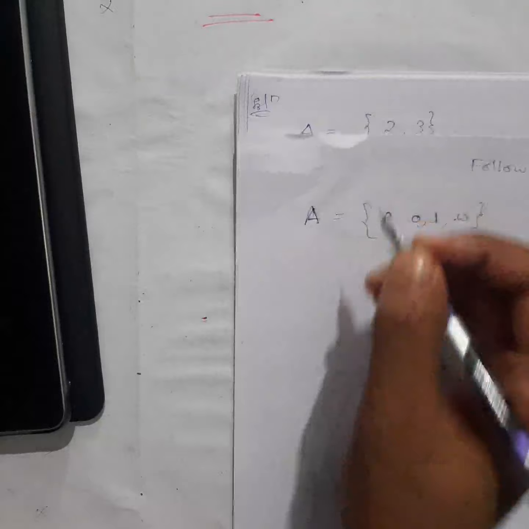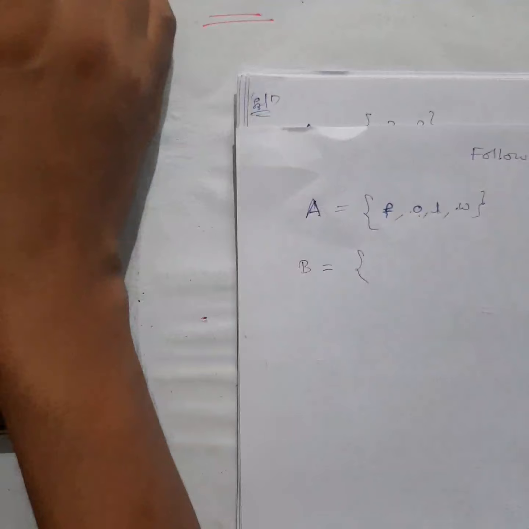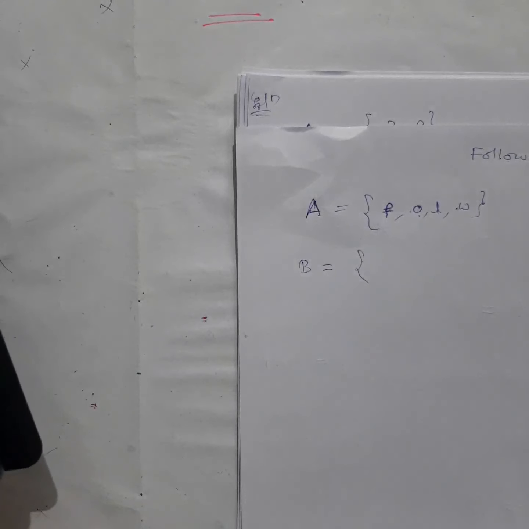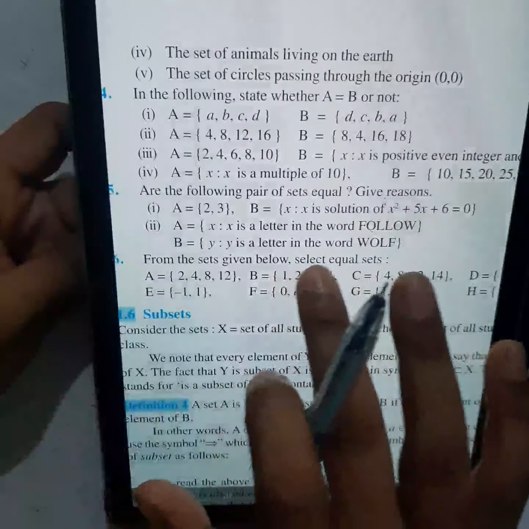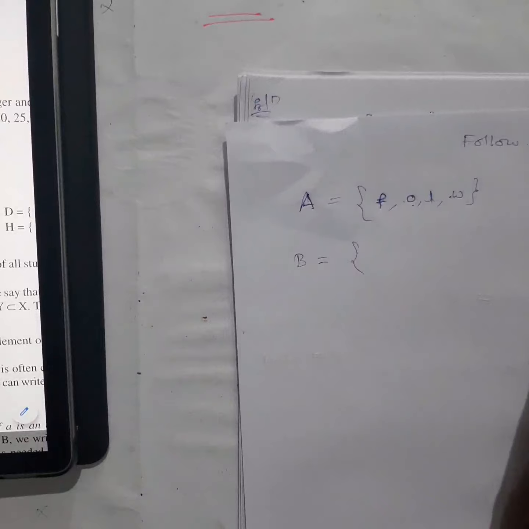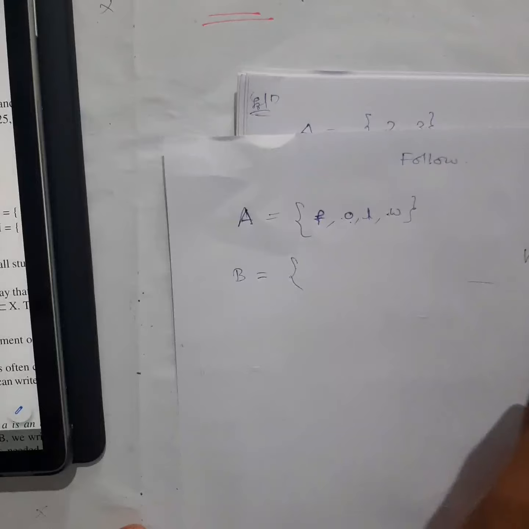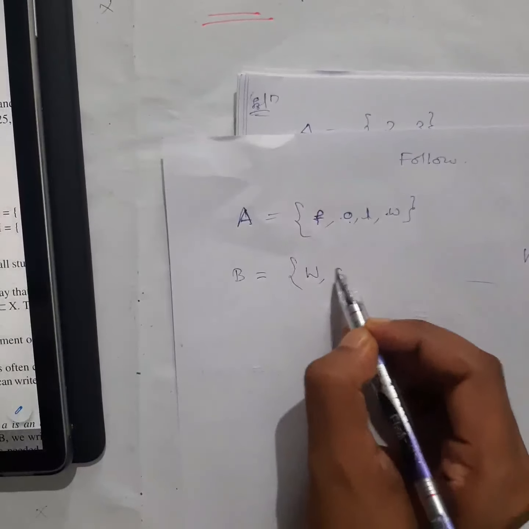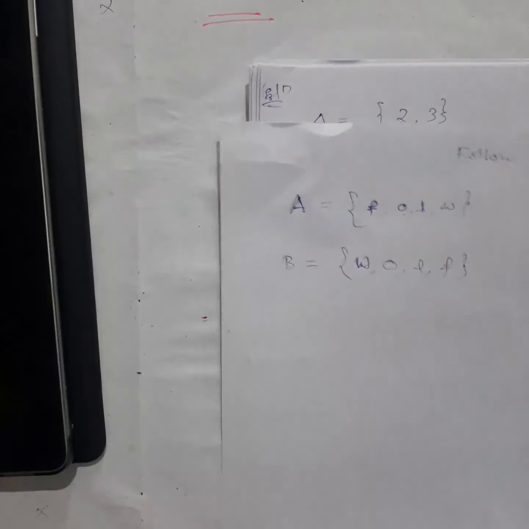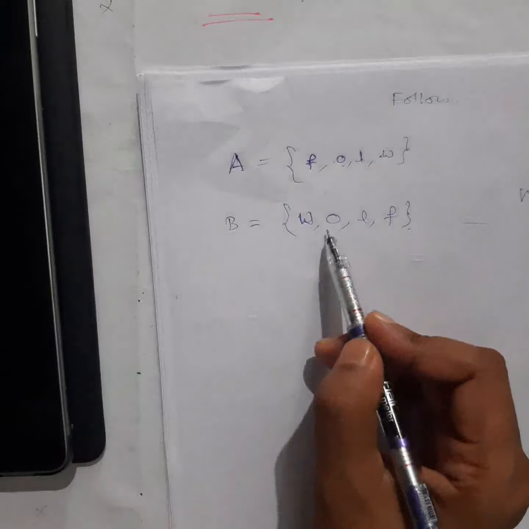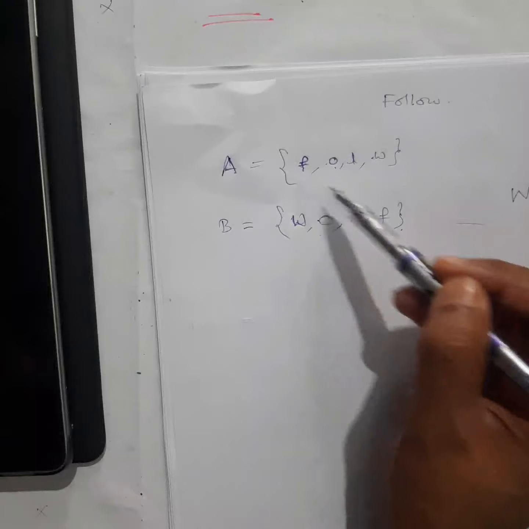Next, set B. What are the elements of set B? They have said y, where y is a letter of the word wolf. From this word, the letters are W, then O, then L, then F. Now check whether they are the same or not. You can see 4 elements here, and here also 4. Next see F, F.